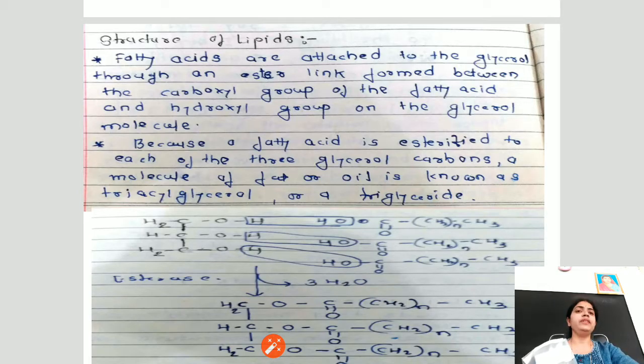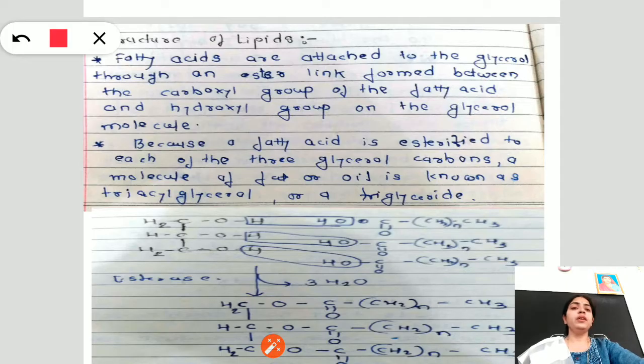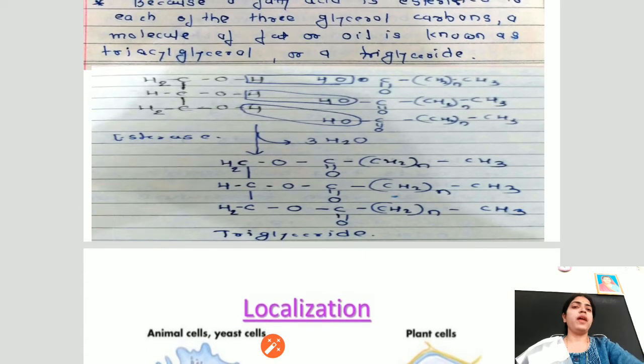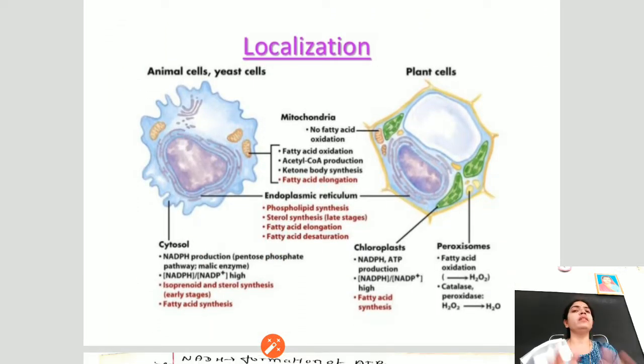Structure of lipids: fatty acids are attached to the glycerol through an ester link formed between the carboxyl group of the fatty acid and the hydroxyl group of the glycerol molecule. Here you see the fatty acid and glycerol are esterified by removing a water molecule and form the triglycerol. Then localization of fatty acid: found in animal as well as plant cells. It is a structural component of plant cell membrane.